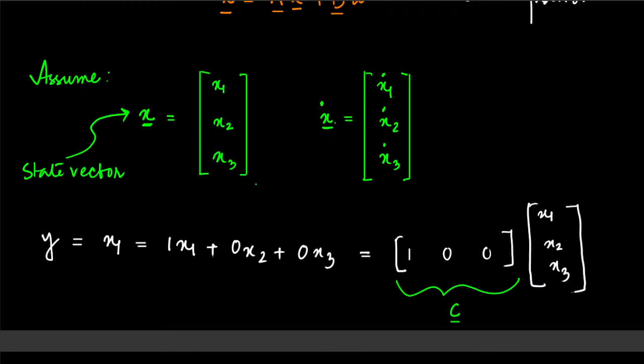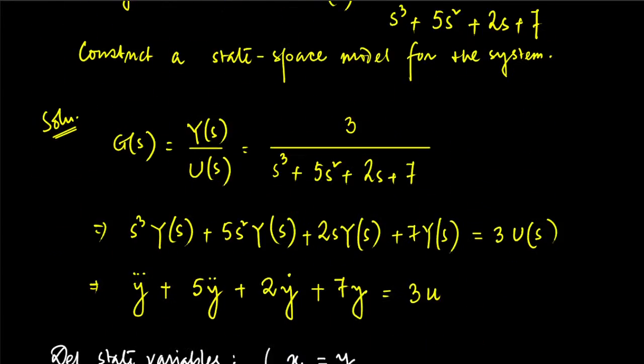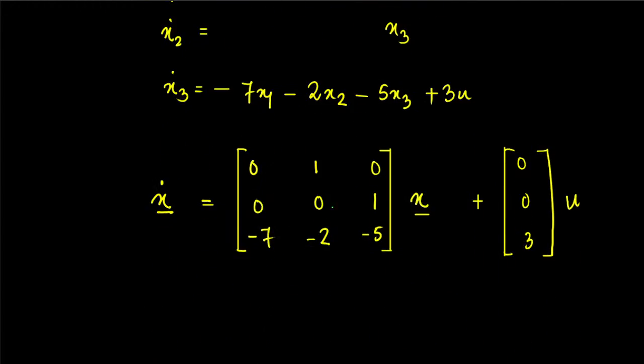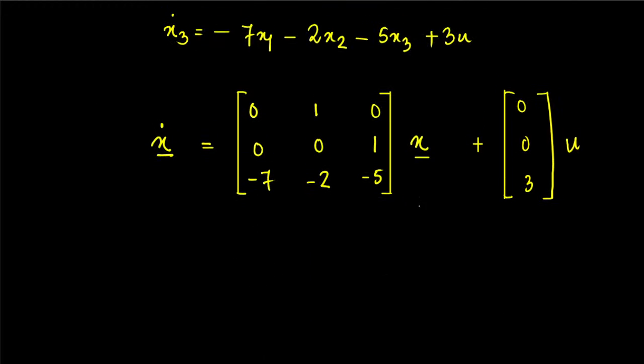So it's an n cross 1 matrix. So here in this case, it's a 3 cross 1 matrix. Okay. So this 3 cross 1 matrix is actually describing this. So here we have the state vector, and this is the state equation for the system. This is the state equation.